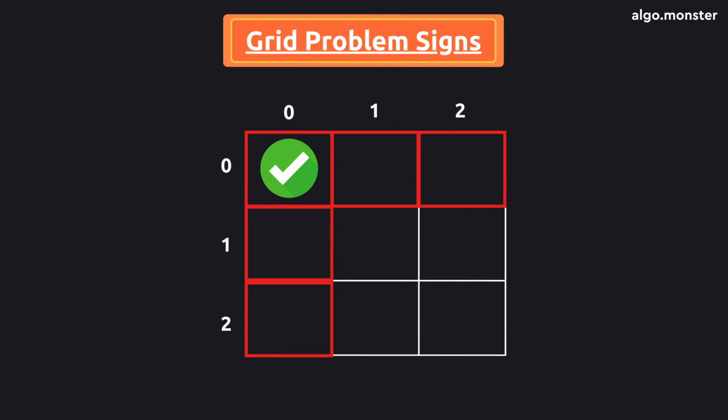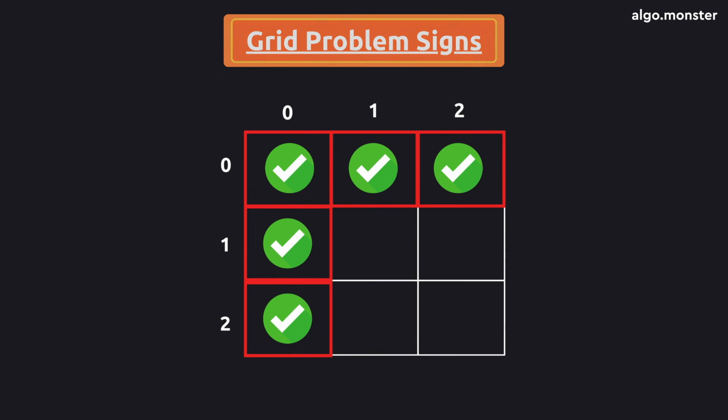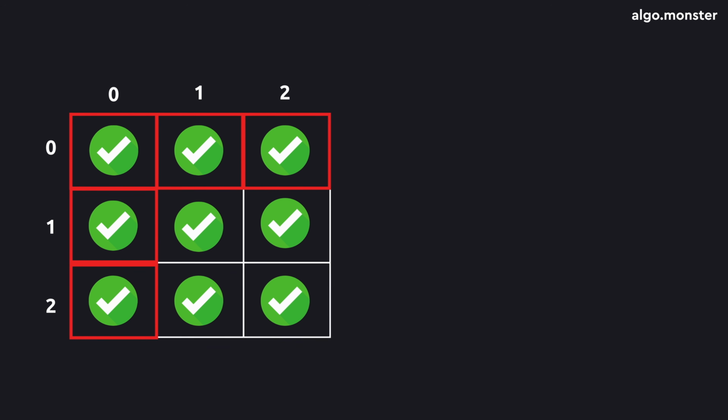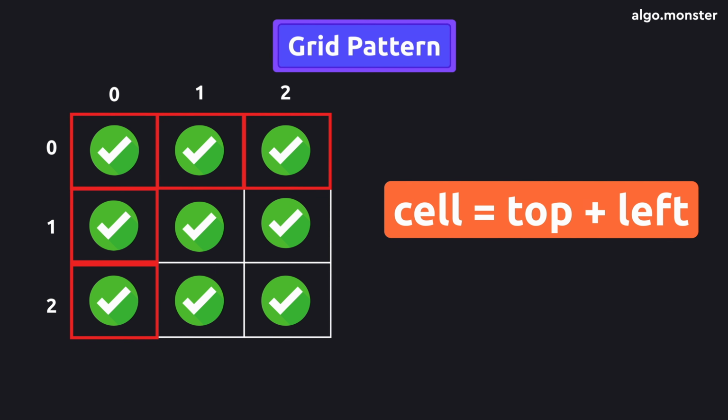Fourth, there are clear base cases, the edges of the grid, and those can be filled in immediately. So if you see a problem like this, the strategy is straightforward. Build a table, fill in the borders, and then compute the remaining cells using a formula derived from the movement rules. That's the grid pattern, two-dimensional dynamic programming.